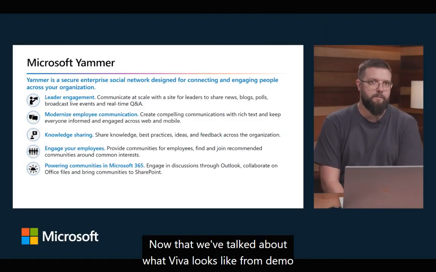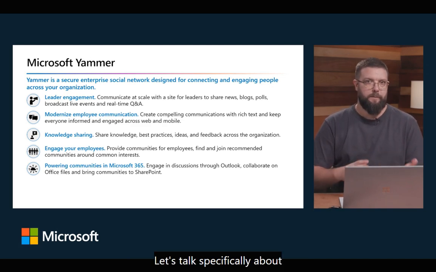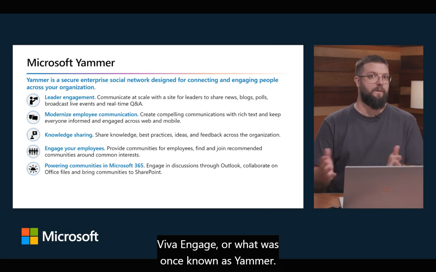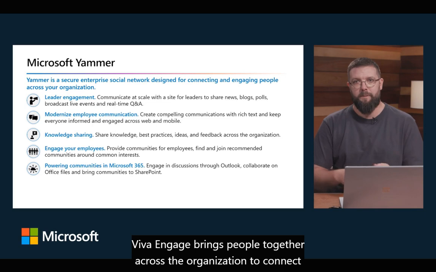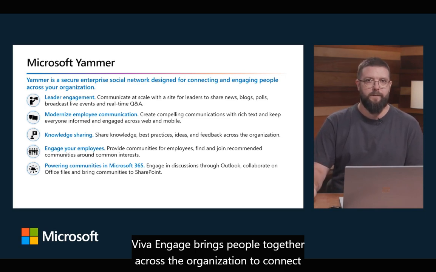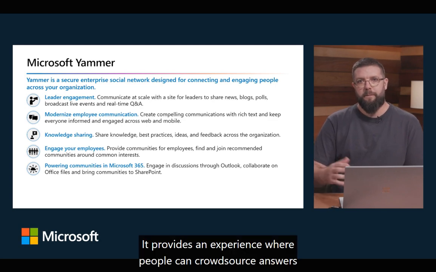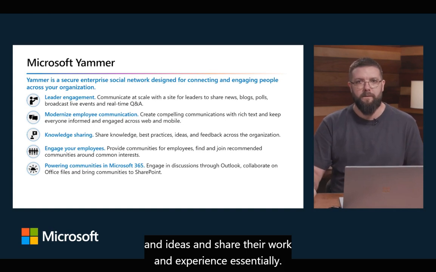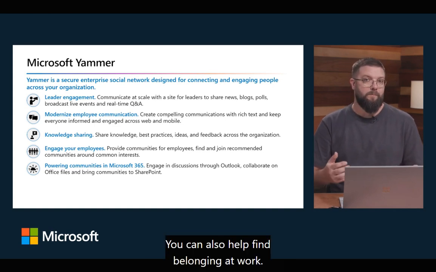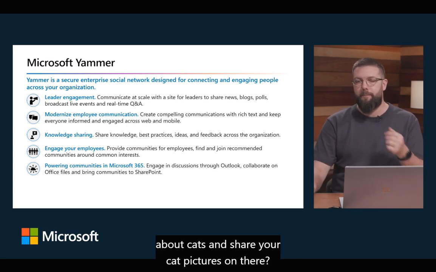So now that we've talked about what Viva looks like from a demo experience, we've walked through the concepts around Viva. Let's talk specifically about Viva Engage, or what was once known as Yammer, as a lot of people still know it. Viva Engage brings people together across the organization to connect with leaders, coworkers, and communities. It provides an experience where people can crowdsource answers and ideas and share their work and experience. You can also help find belonging at work. So you love cats? Well, why not start a community about cats and share your cat pictures on there?